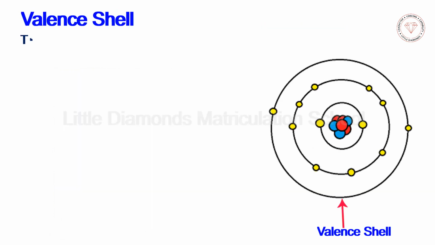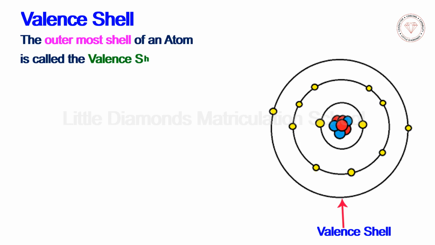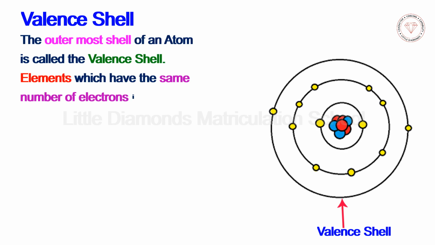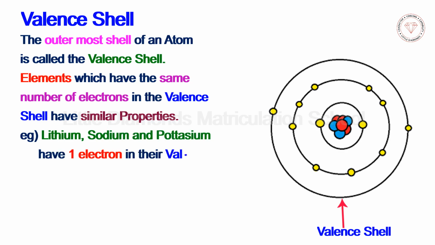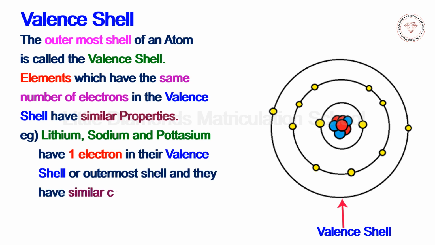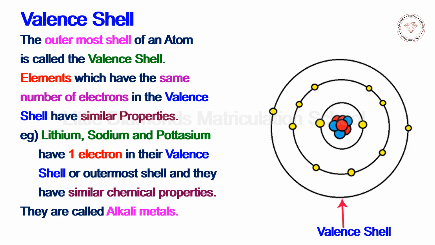Valence shell. The outermost shell of an atom is called the valence shell. Elements which have the same number of electrons in the valence shell have similar properties. Example, lithium, sodium and potassium have one electron in the valence shell or outermost shell and they have similar chemical properties. They are called alkali metals.